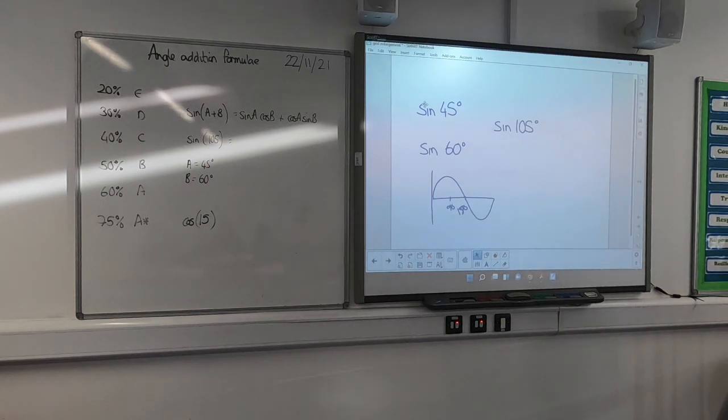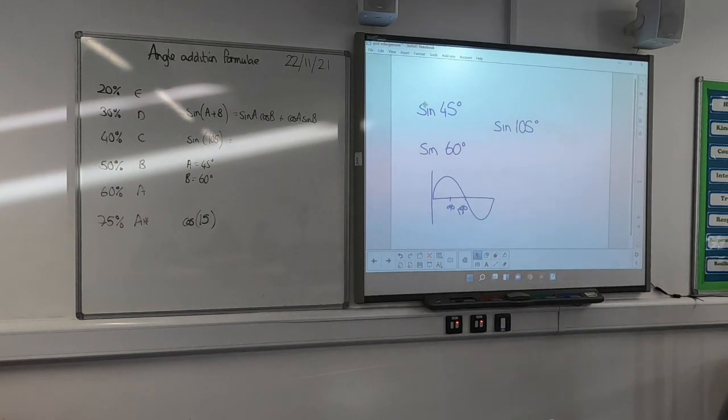Now you might be thinking, well, hang on a minute, why are we bothering to do this? But the main benefit, the main advantage of the A plus B rules is what happens when we make A and B both the same. That's where it really kicks in and is beneficial, because it gives us formulas for doubling angles, but we're not going to do that today.